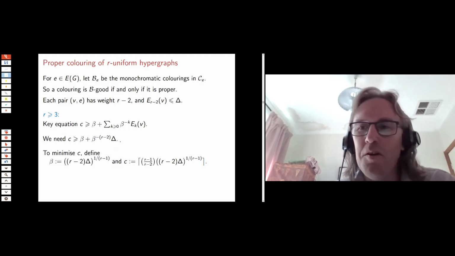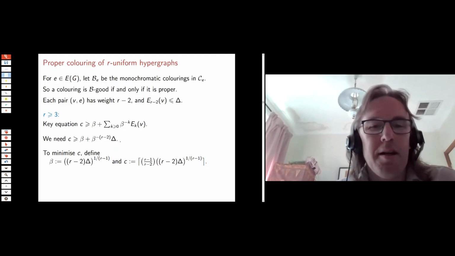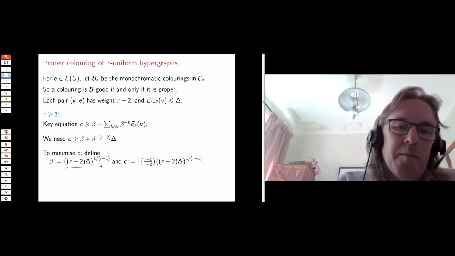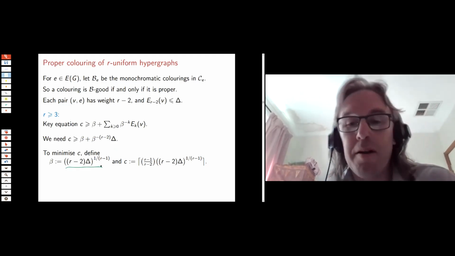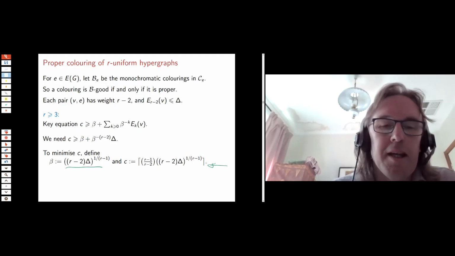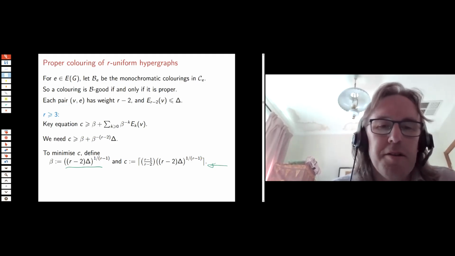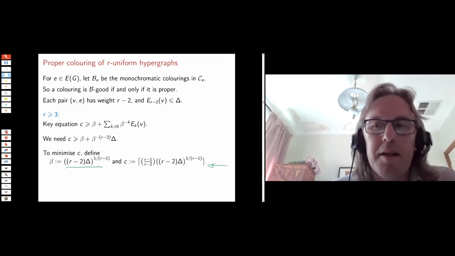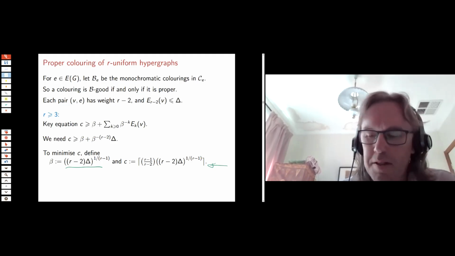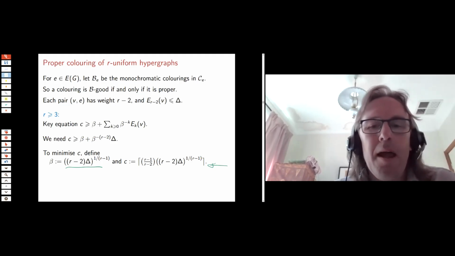And when you do that, you will find that this expression for C is minimized when beta is (r minus 2) delta, all to the power 1 over r minus 1, and C is exactly what I said in the beginning. Right, so the process of optimizing this key equation is quite simple. Normally, it's nothing more than take the first derivative and set it equal to 0. So that's where that expression came from at the start of the talk.